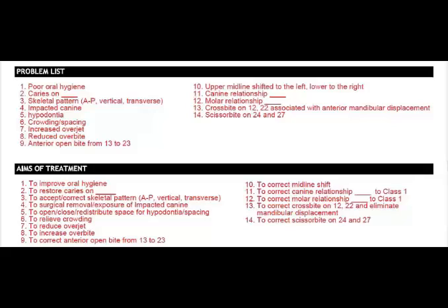This is followed by to restore the caries on which tooth or teeth, to accept or to correct the skeletal pattern, surgically remove or expose the impacted canine, and so on. As you can see on the screen, all the problems in the problem list are addressed in the aims of treatment and following the sequence.